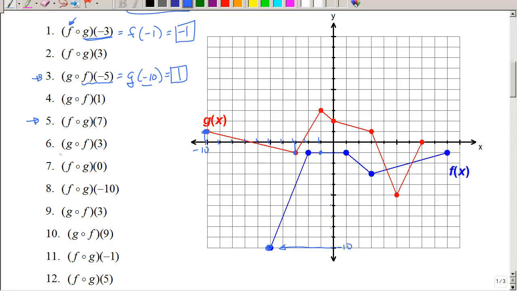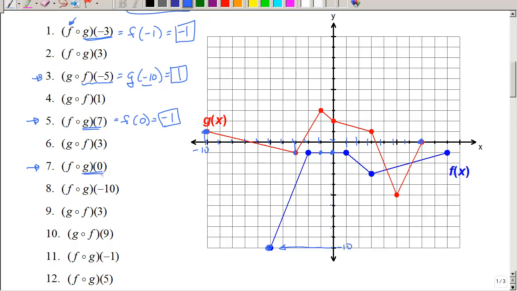Let's do number 5. I think I said I was going to do the even ones, and here I am doing the odd ones. That's okay. So I want to do g of 7. So we're going to go over here, 1, 2, 3, 4, 5, 6, 7. I want the g function, which is red. What is that y value? It's 0. So now I want f of 0. So when x is 0, what is the y value on the f function? Negative 1.